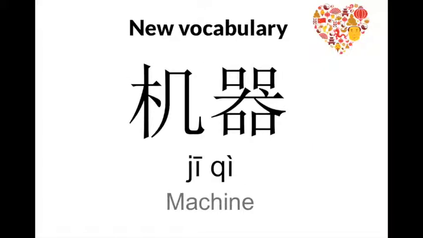机器, 机器, first tone followed by a fourth tone, machine. 机, as you might recognize from 飞机, airplane, which literally meant flying machine, right? And then this 器 also means machine. And can be seen in several combination words. So together they just mean a generic machine. 机器.